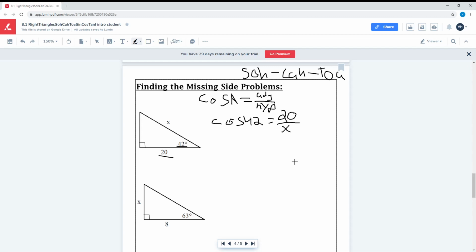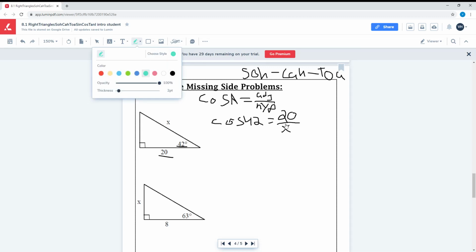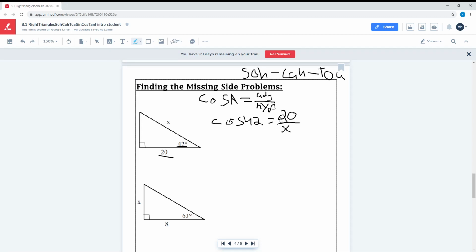Okay, so now we have to get into some algebra that we might not have done in a really long time, but the trick is when your variable is on the bottom, it's not just an easy either multiply or divide problem. It becomes a little bit more complicated, so we actually have to bring this x to the other side and then bring the cos 42 to the other side, unfortunately.